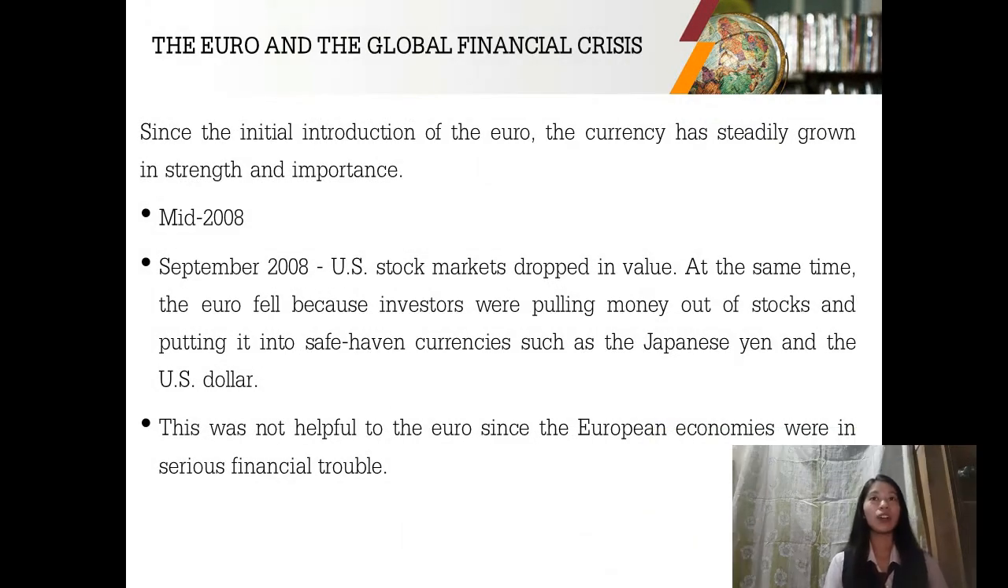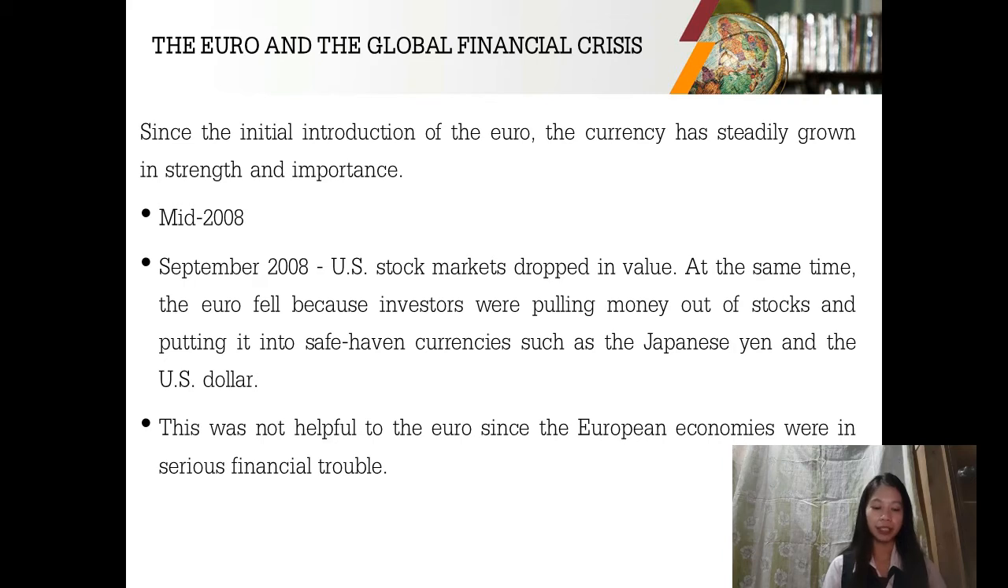The euro and the global financial crisis. Since the initial introduction of the euro, the currency has steadily grown in strength and importance. In mid-2008, it was trading at around $1.59.